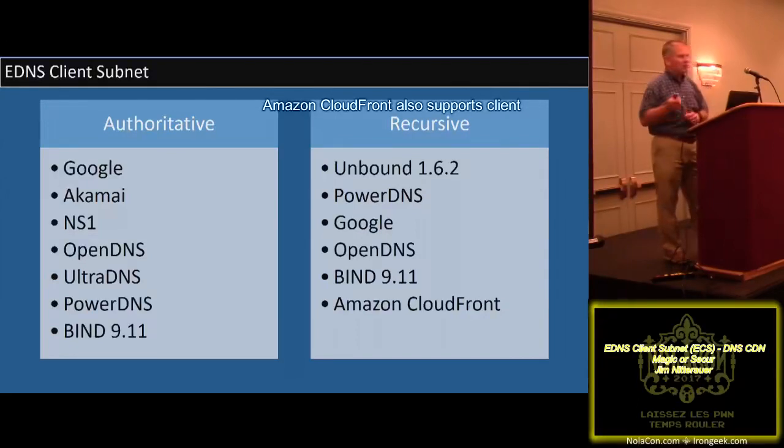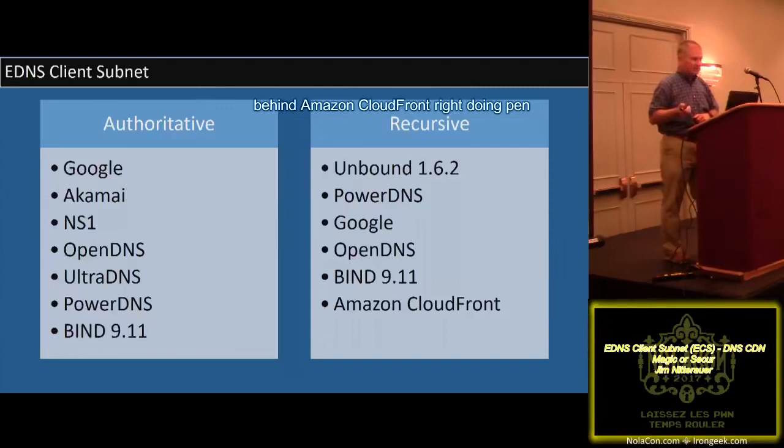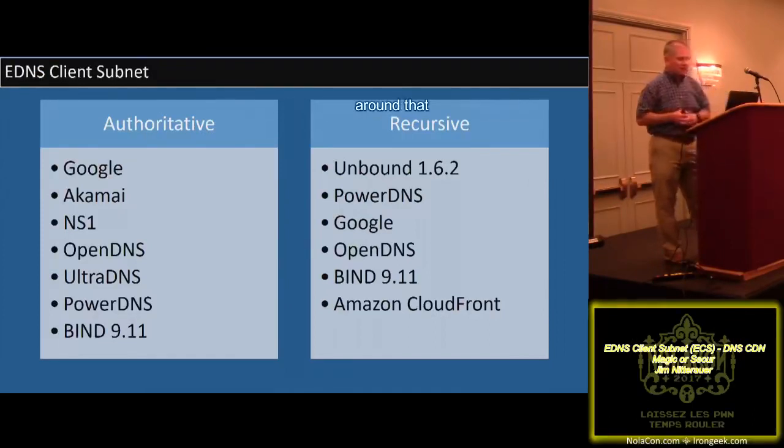Amazon CloudFront also supports client subnet data by default right out of the box. So if you're doing engagements behind Amazon CloudFront, doing pen test engagements, and you're using their DNS to do your DNS lookups, do you think that's a good thing? Right, because they're going to broadcast your Amazon IP to everybody in the chain. So how do you get around that? We'll talk about that in a little bit, but the basic idea would be you'd build your own DNS server in the Amazon cloud, turn off EDNS client subnet, use it for resolution, and it wouldn't forward any data out past your network.